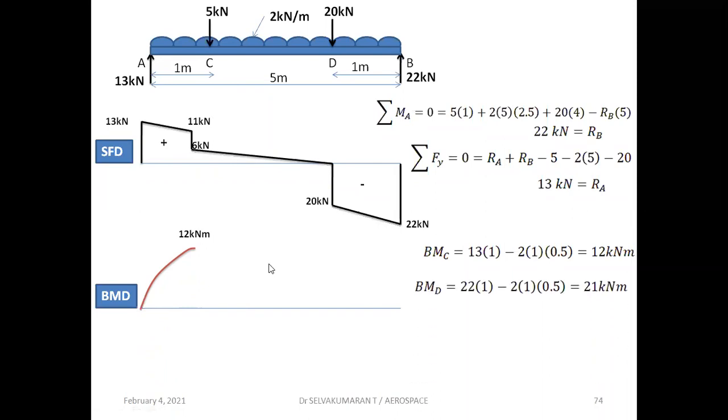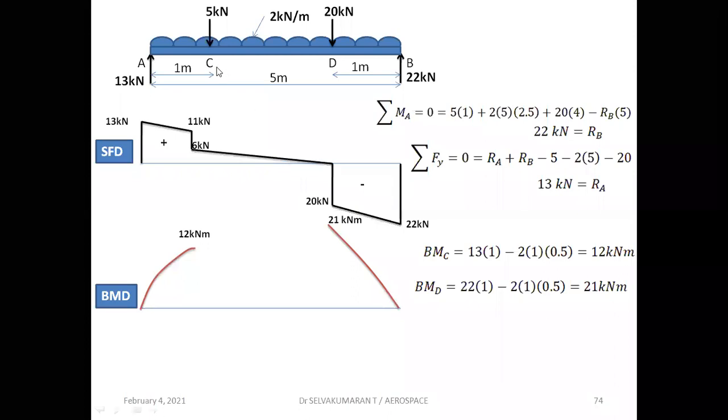Now bending moment at D, you will proceed from right hand side: 22 into 1, right hand side anti-clockwise positive, clockwise negative. So 22 into 1 minus 2 into 1 into 0.5, which is nothing but 21 kilonewton meter, the bending moment at D. Again this is a parabola. At D we know that the shear force is 0 and 21 kilonewton meter is the bending moment value at D, which is the maximum bending moment. Between C and D, it's a parabola. Just connect these two values, 12 kilonewton meter and 21 kilonewton meter, by means of a parabola.